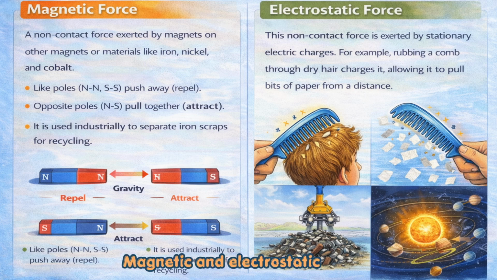Magnetic and electrostatic forces. Magnetic force is a non-contact force exerted by magnets on other magnets or materials like iron, nickel, and cobalt. Like poles, north-north or south-south, push away, or repel. Opposite poles, north-south, pull together, or attract. It is used industrially to separate iron scraps for recycling.